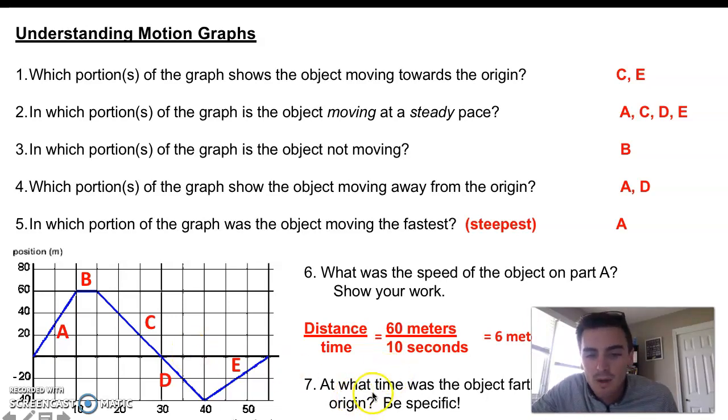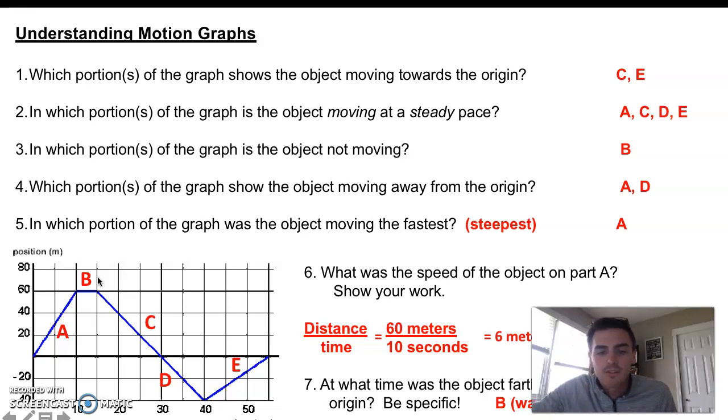Number 7 says, at what time was the object farthest away from the origin? If we look here at B, it's 60 meters away. Down here, when we turn to part E, it's 40 meters away. It doesn't mean it's underground, it's just 40 meters the other direction. So the farthest away from the origin is part B when it was 60 meters away from the graph.